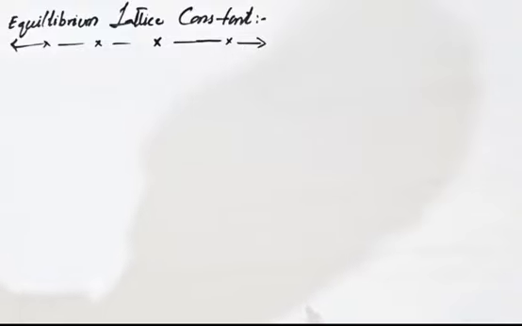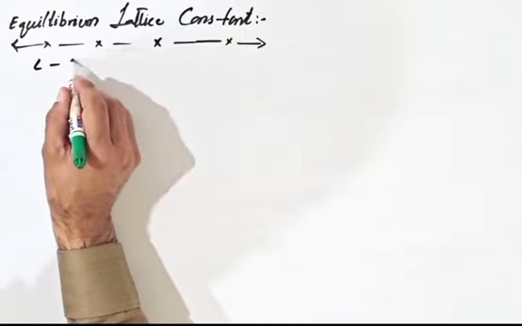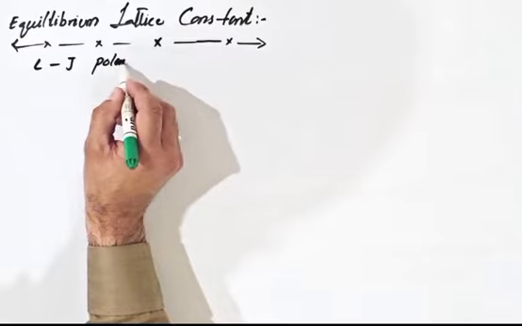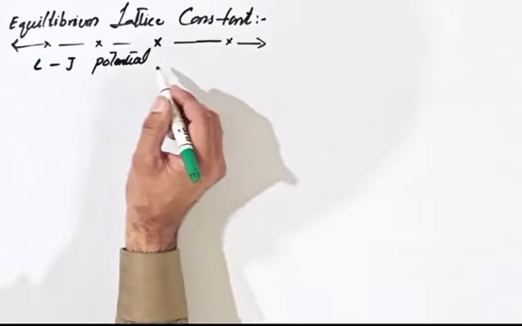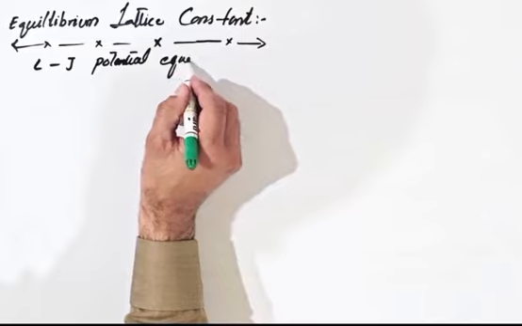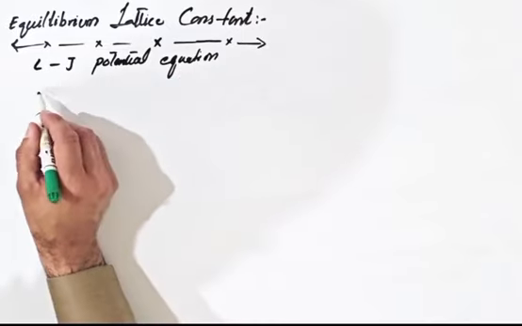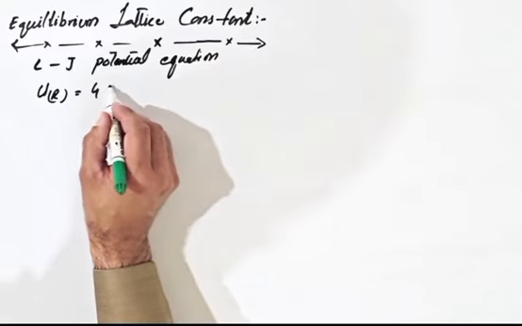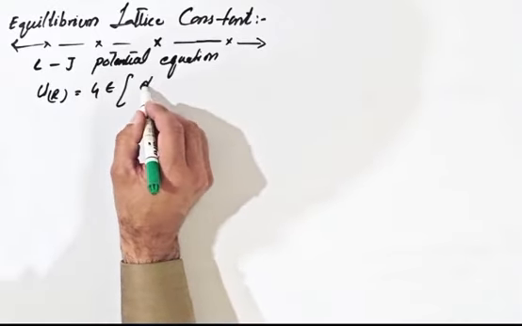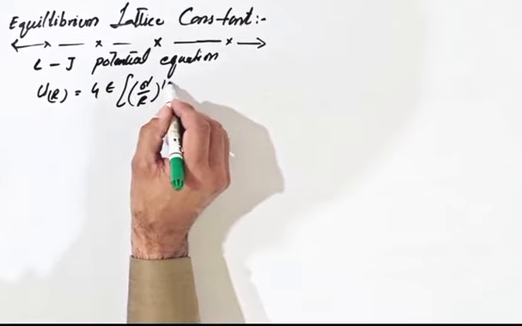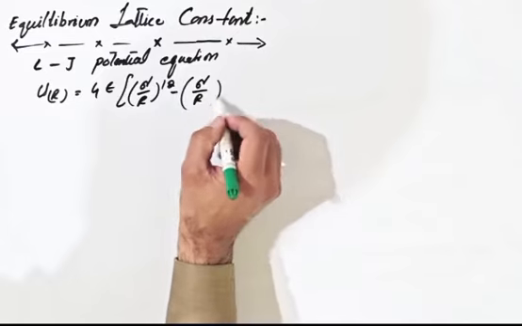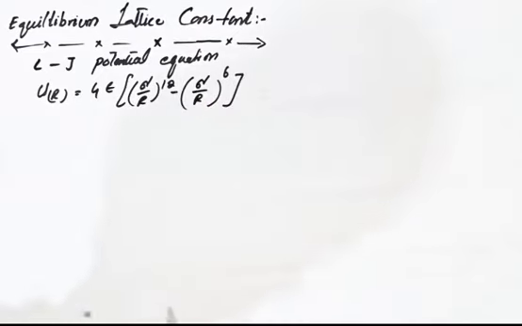Equilibrium lattice constant. As we have derived the L-J potential equation in our previous lecture, which is equal to U(R) = 4E [(sigma divided by R) to the power 12 minus (sigma divided by R) to the power 6].